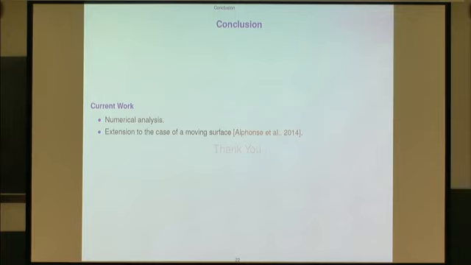So if you think of chemotaxis or adhesion, then the surface gamma is time dependent. And I think this can all be extended to the case of a moving surface, which is relevant to applications. And in particular, there's a very nice preprint on the arXiv by Alphonse, Elliott, and Stinner, where they develop an abstract framework for treating PDEs on evolving spaces. And I think using these ideas, we should be able to extend this to the case of a moving surface.